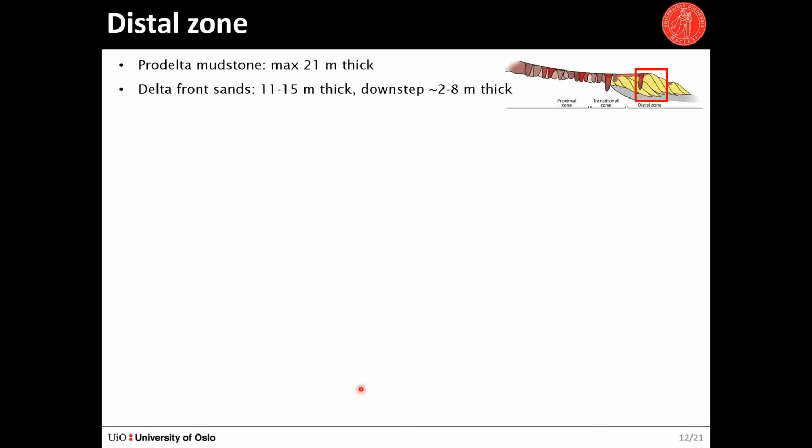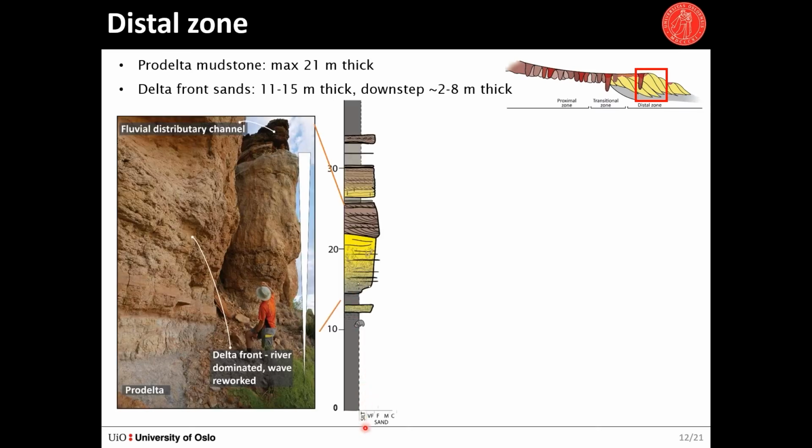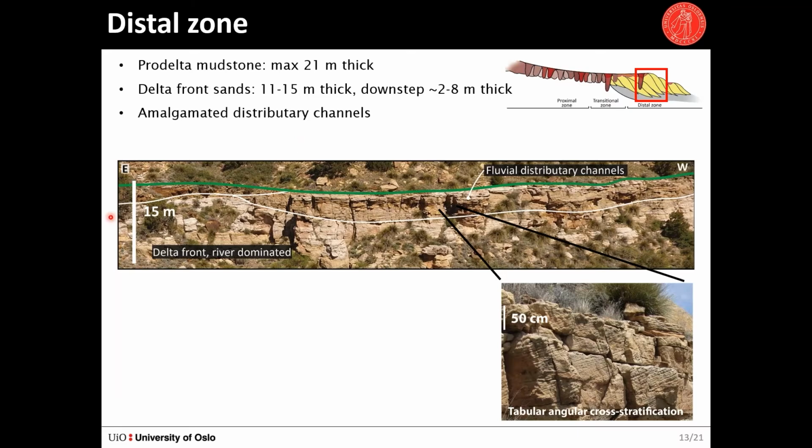And then if we move to the distal zone, we actually have more accommodation, so we have thicker mudstone pro-delta deposits. And you see here how they nicely grade into these sandy delta front deposits with on the top fluvial distributary channel deposits. And these fluvial distributary channel deposits are very common. They often form laterally amalgamated sheets of distributary channels. So this white line follows the channel base. The green line represents a maximum regressive surface, but this is less important for this talk.